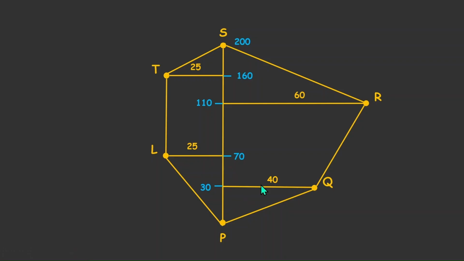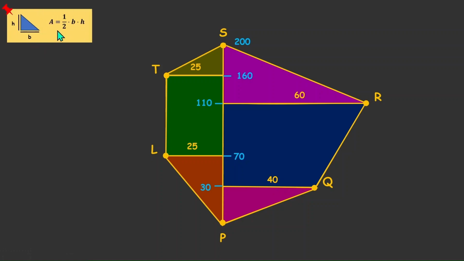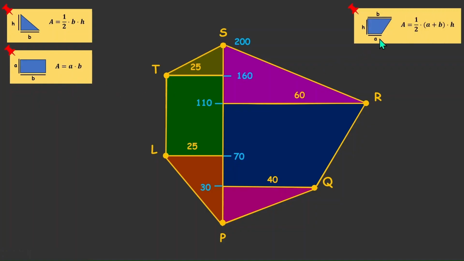So let's see what all shapes we have. We have this right triangle, this trapezium, this right triangle, this right triangle, this rectangle, and this right triangle. And now let's try to find the area of these smaller units. So let's get our formulas first. For a right triangle with height h and base b, the area is half into base into height. For a rectangle with length a and width b, the area is a into b. And for a trapezium with opposite sides a and b and height h, the area is half into (a plus b) into h.